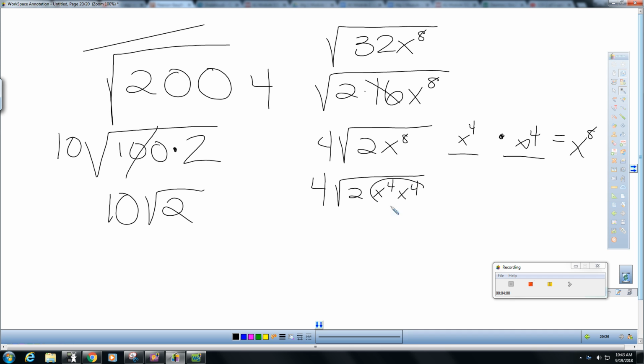So we can take this out and put it out here. So I'll rewrite it more. The answer to this would be 4x to the 4th times radical 2. Does that help? Okay? You're just simplifying it. You're not changing the numbers.